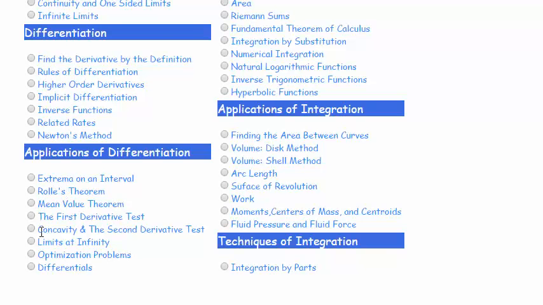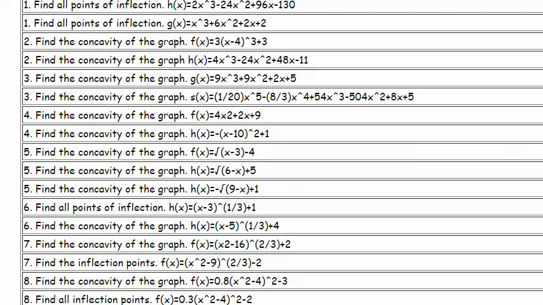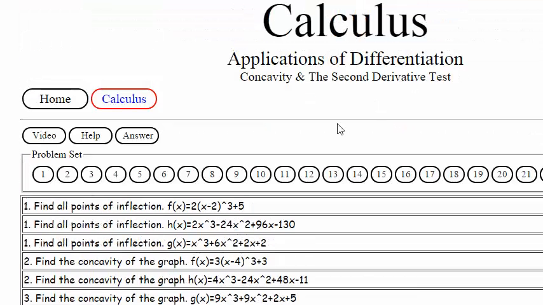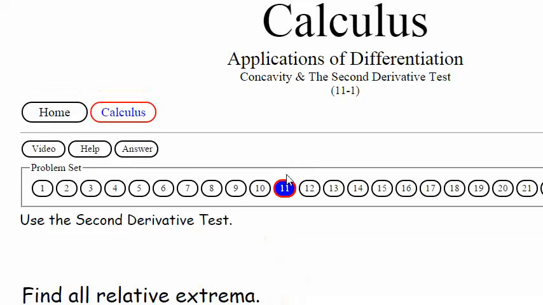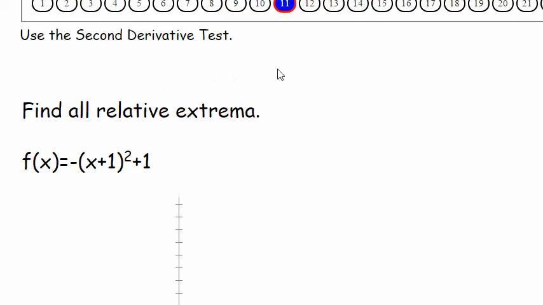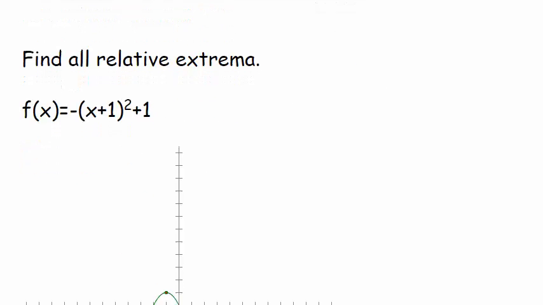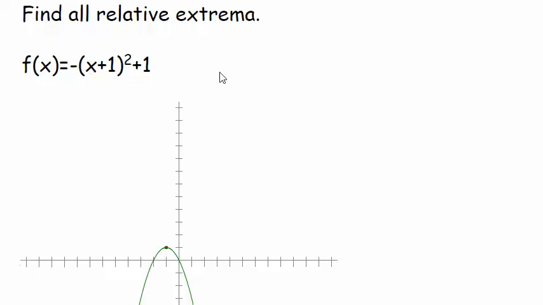Let's go down. We're looking at some calculus, and we are actually focusing on the second derivative test at 11-2. That'll be what we're looking at. It says use the second derivative. Call it the second derivative test. It says find all relative extrema. Now we did this earlier, but we did it using the first derivative. So we're going to find relative extrema, but we're going to do it using the second derivative.